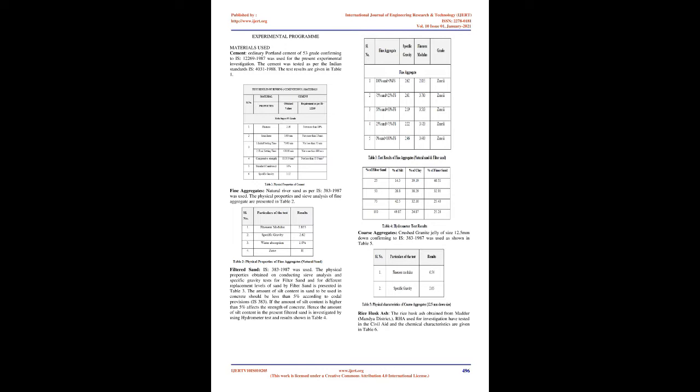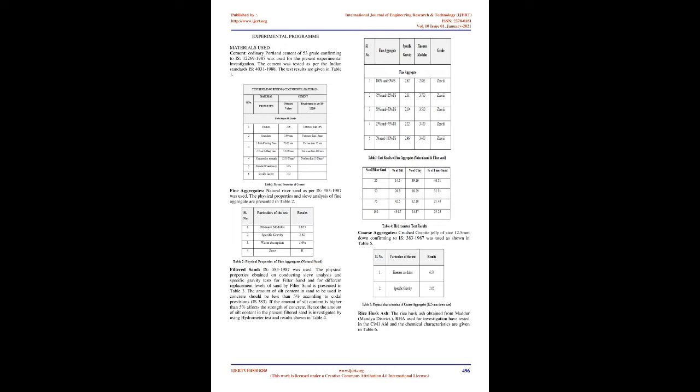In the present study, Portland cement and sand were replaced by RHA and FS at various percentages to study strength and durability property, sulfate attack. Experimental program. Materials used: cement. Ordinary Portland cement of 53 grade conforming to IS 12269-1987 was used for the present experimental investigation. The cement was tested as per the Indian standard IS 4031-1988. The test results are given in Table 1.